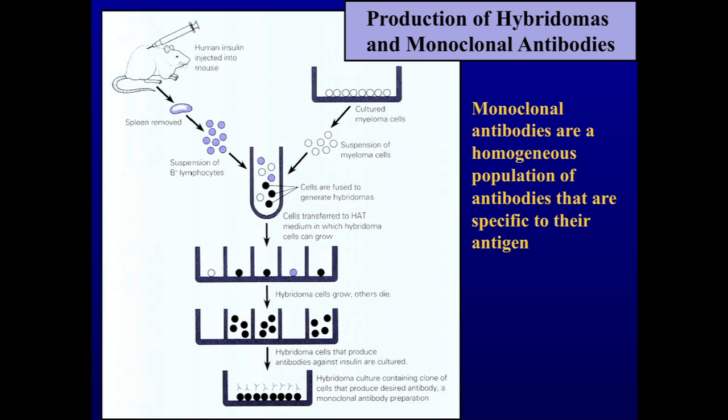But first, look at this example here, where if we were to take human insulin and inject it into a mouse, that mouse will generate antibodies in its B cells, specific to human insulin. So now you have a mouse antibody to human insulin. So the mouse recognizes human insulin as other, no good, and mounts an immune response, and the spleen can then be extracted, surgically removed from that injected mouse, and suspension of the B lymphocytes can be generated out of that extracted spleen.